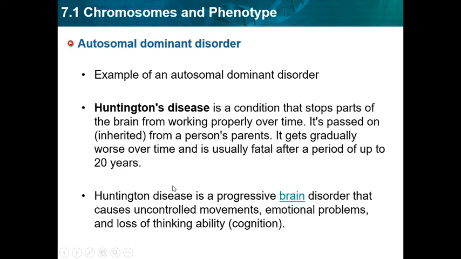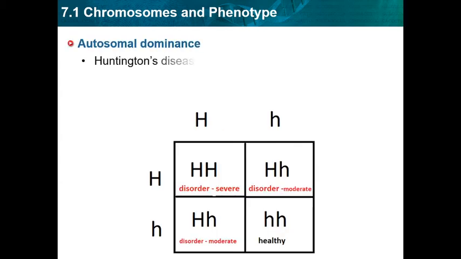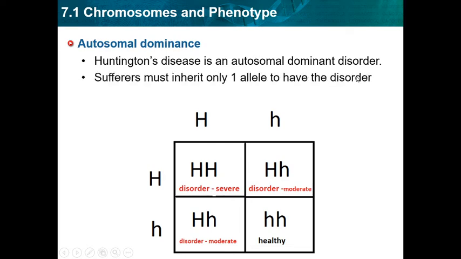They say that if you have a moderate Huntington's disease, sometimes it will manifest when you're already an adult, okay? Okay, let's try to do the Punnett square for Huntington's disease. It is an autosomal dominant disorder. Dominant, okay. Sufferers must inherit only one allele to have the disorder. Okay, the disorder is dominant and the healthy allele is recessive.